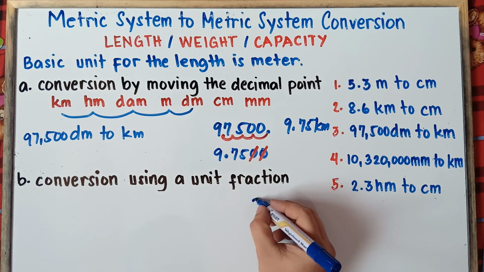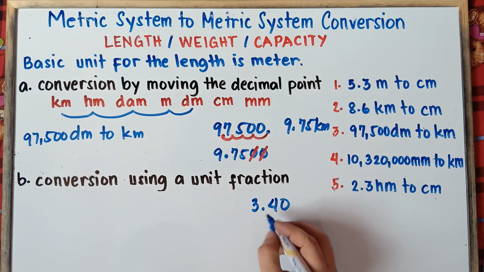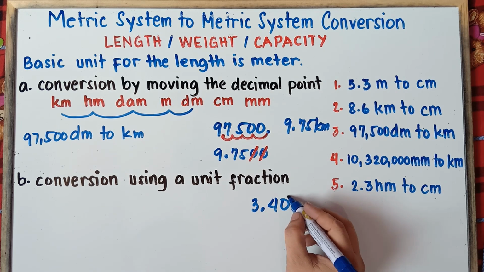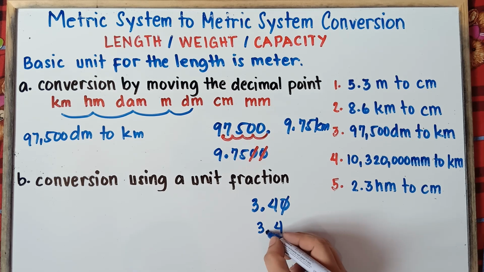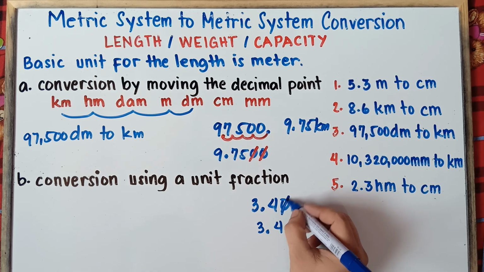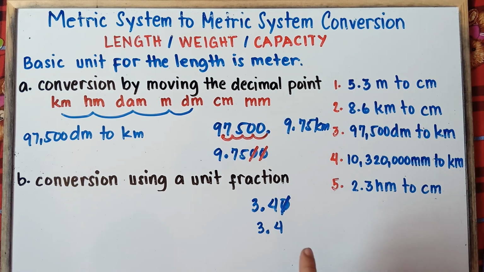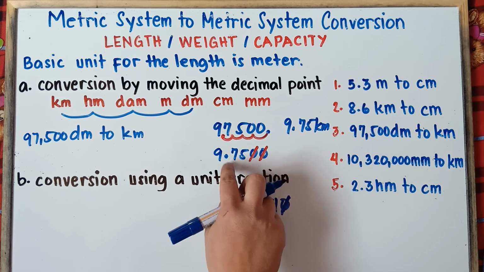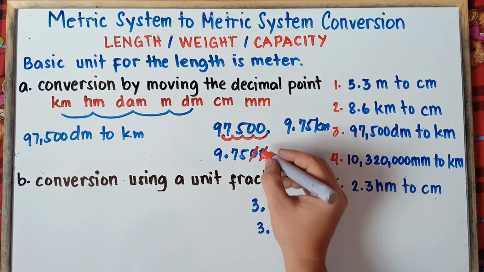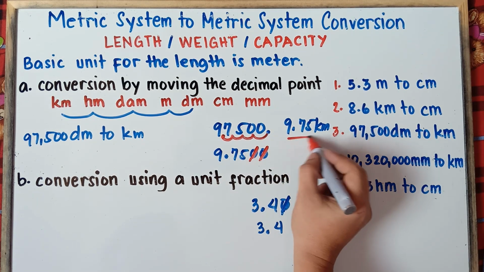If I say 3.40, you have a 0 to the right of the decimal point. Therefore, we can simply eliminate the 0. 3.40 is just the same as 3.4. So we can simply eliminate the 0, class. Since we have zeros to the right of the decimal point, we can simply eliminate the zeros. And the answer is 9.75 kilometers.